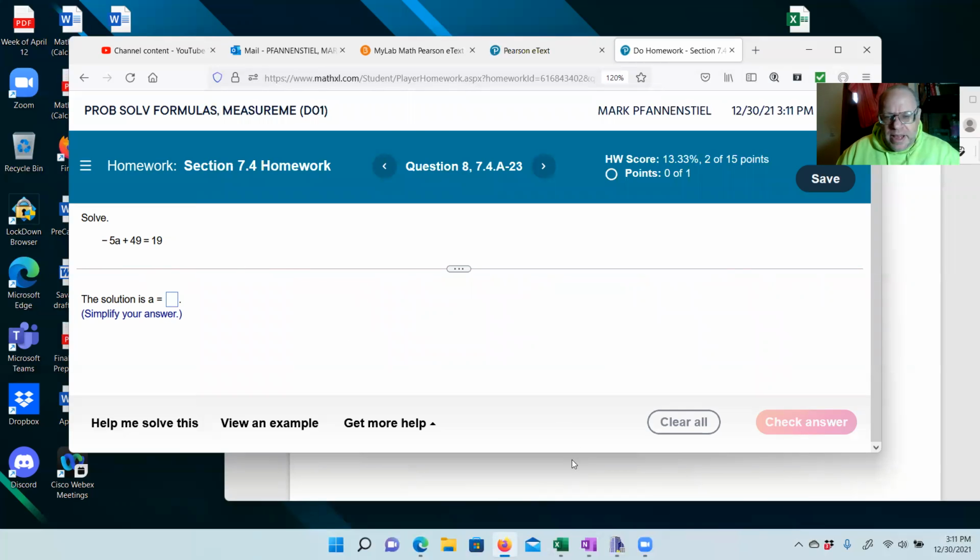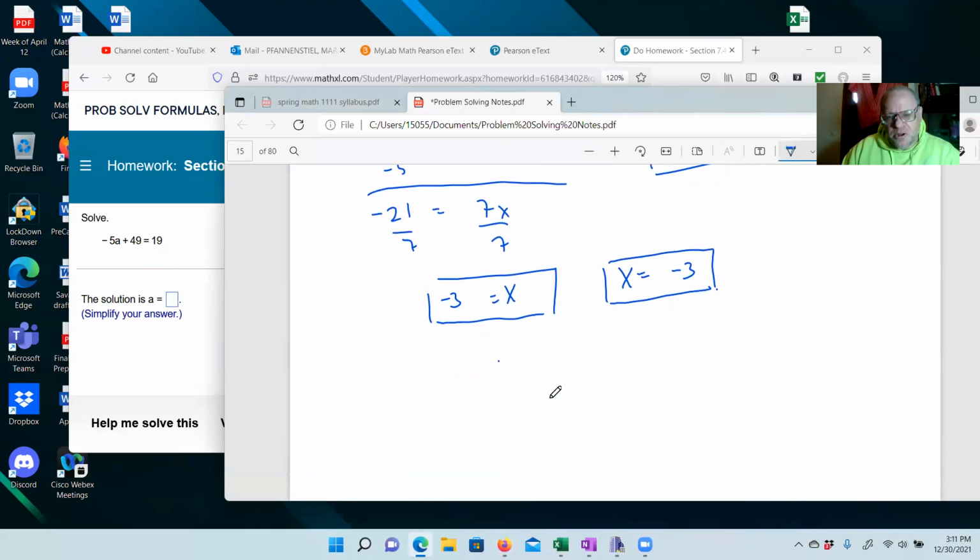Okay, and again, this is a similar question that we did before. So this is -5a, wish I could write that A, plus 49 is equal to 19. Okay, so we have to strip away the arithmetic part. We're going to strip away the plus and the minus. So this is minus 49 is equal to negative, oh, no, equals. We're not there yet.